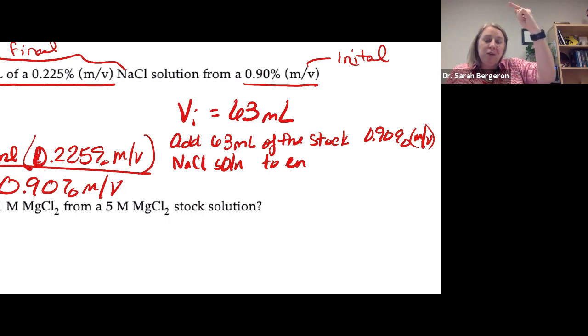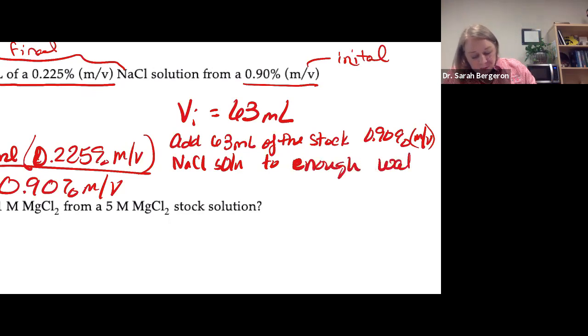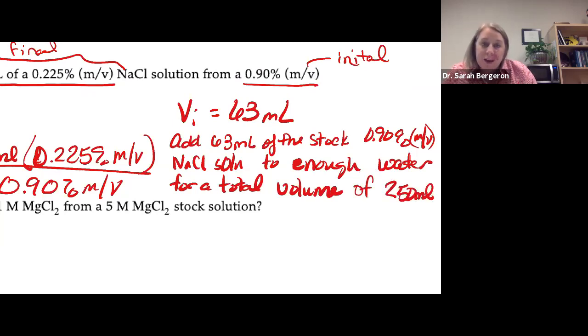I don't want 313, right? I want 250. So add 63 mils of the stock to enough water for a total volume of 250 milliliters. So be very careful about that, okay?